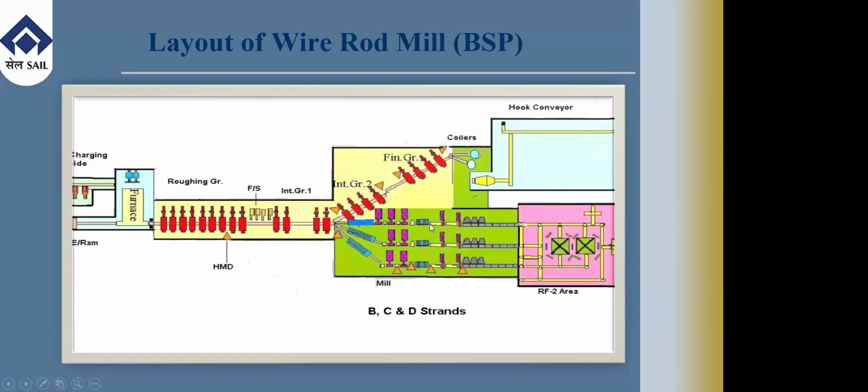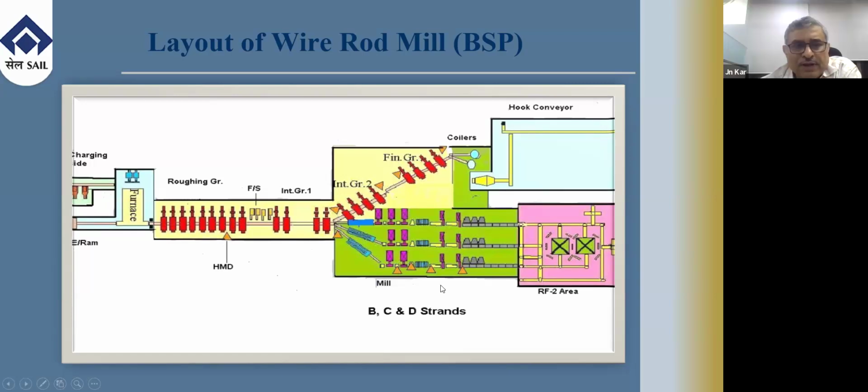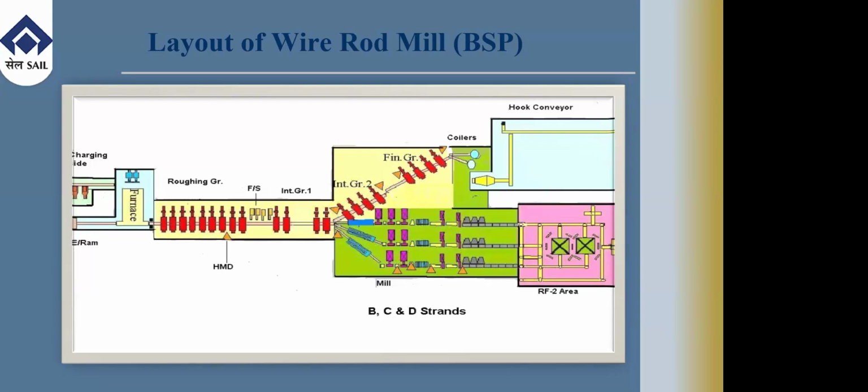So this is B stand, this is C stand, this is D stand. The technology is different, the block technology is different. It is not possible to roll all the thicknesses in each. So at one point of time, minimum two sizes are being rolled, whether it is a wire rod coil or a TMT coil.